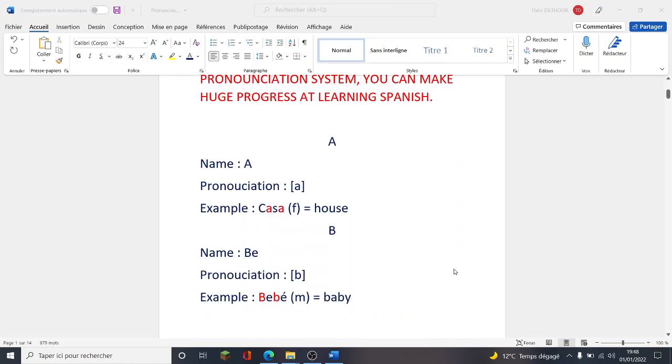Let's start with letter A in Spanish. Its name is la A, and it's pronounced A. Quite easy, like in the word casa, which is feminine and means house. What about the letter B? Its name is la B, and it's pronounced B, like in the word bébé, which is masculine and means baby.